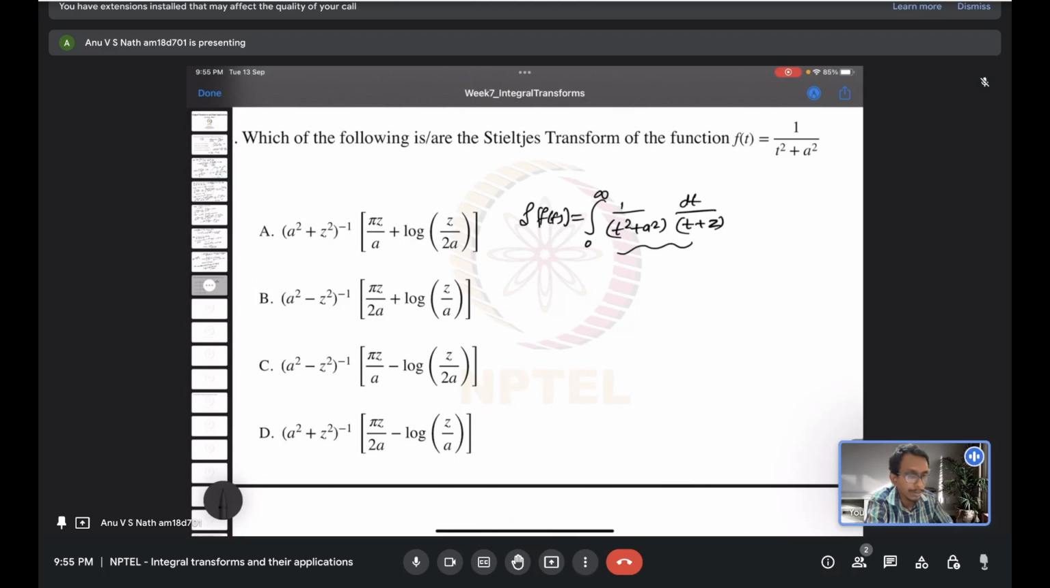We just need to do the partial fraction of this quantity 1 by t square plus a square times t plus z. Remember, t is the integration variable, a and z are numbers. So this we can split into a divided by t plus z plus bt plus c divided by t square plus a square.